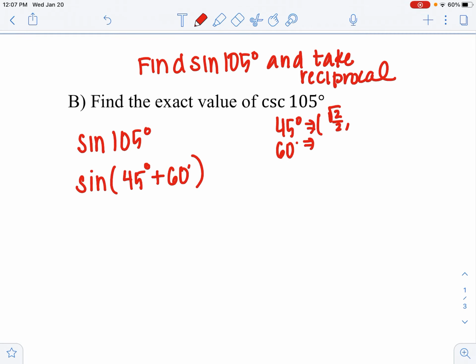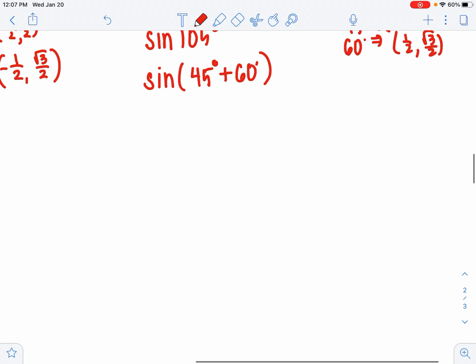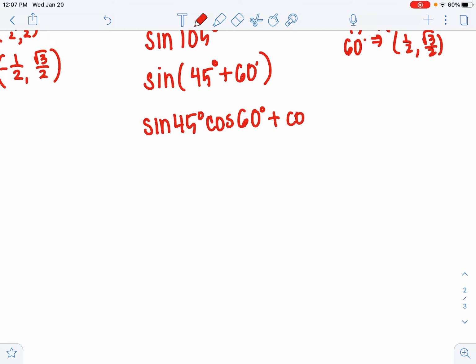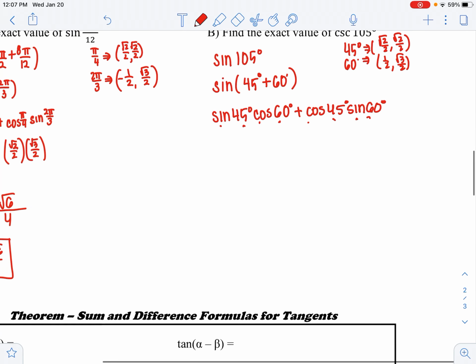Root 2 over 2. Root 2 over 2. 1/2. Root 3 over 2. Okay. All right, so this is sine. It goes sine, cosine, cosine, sine. Keep the sine. Sine of 45. Cosine of 60. Keep the sine. Cosine, sine. So cosine of 45. Sine of 60. A quick check before you go and do this is to make sure it's sine, cosine, cosine, sine, alpha, beta, alpha, beta.